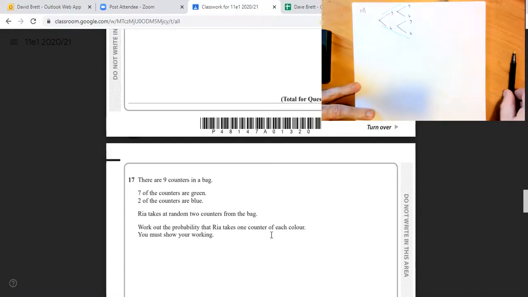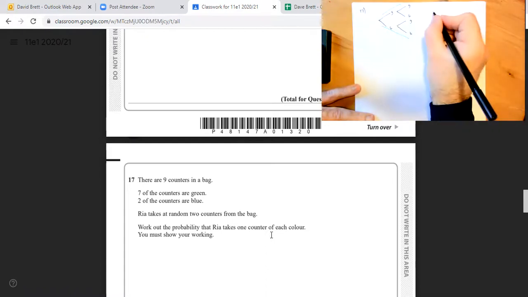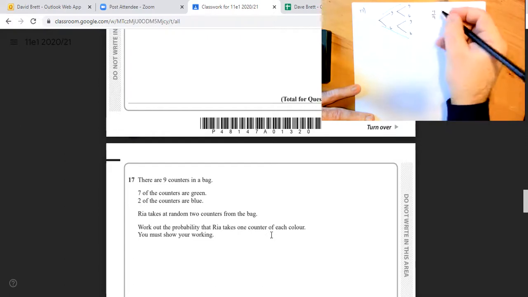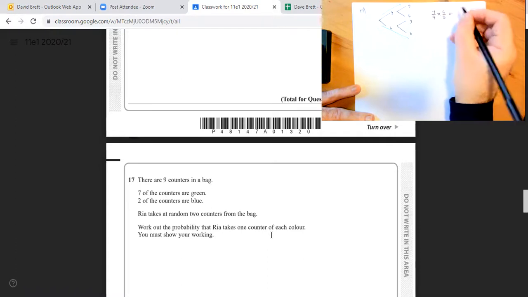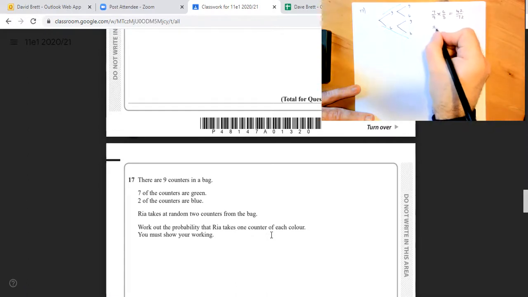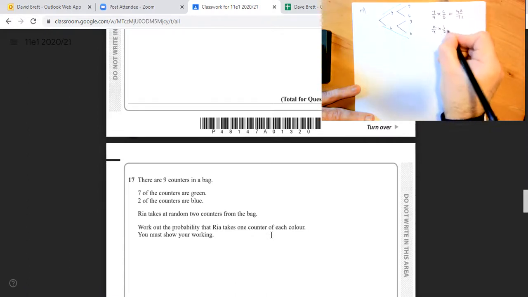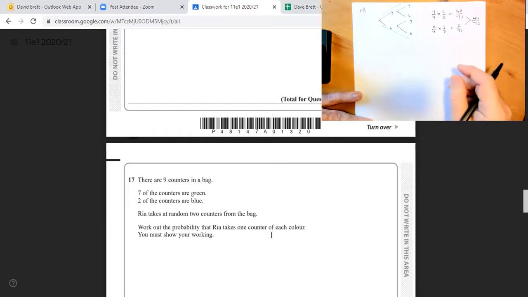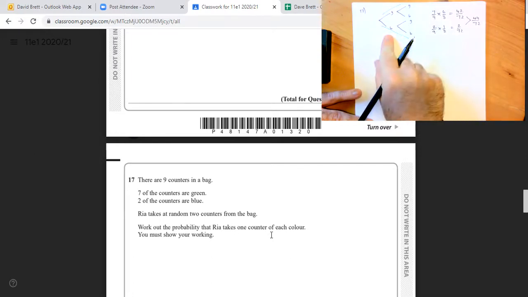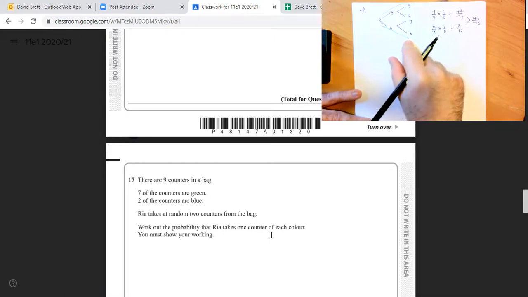The other way to do it is to go, well, the probability that the first counter is green is 7/9. The second counter being green would be 6/8. The probability of green green is 42 over 72. Blue blue would be 2/9 and then 1/8, so that's 2 out of 72. Add them together and I get 44 out of 72. Okay, now this is the important thing. Read the question, children, because I've done both the same and it says one of each colour.